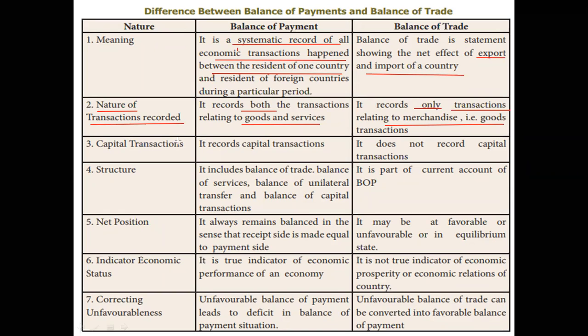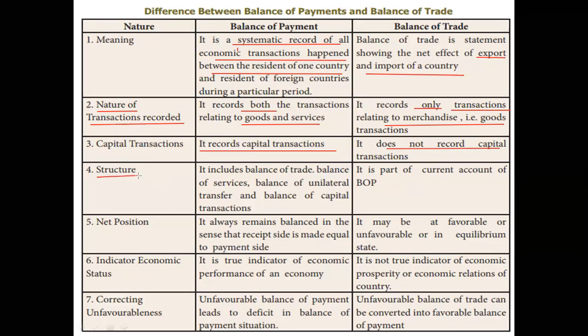So any transaction which takes place in the economy affecting the assets or liabilities of the country, that belongs to the capital transaction. Balance of payment, yes, it records the capital transaction, because in balance of payment all four types of transactions are recorded. But what about the balance of trade? In the balance of trade, it does not record the capital transactions. Balance of trade में capital transactions की recording नहीं होती. Let us see the next structure.